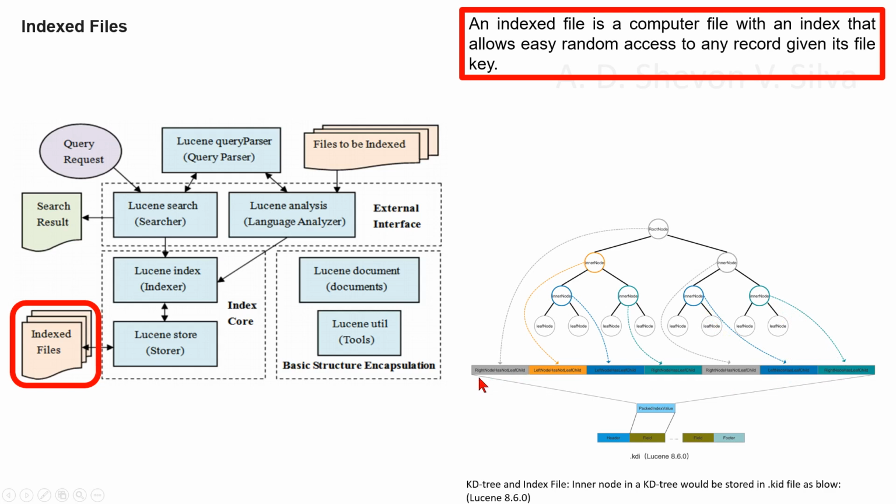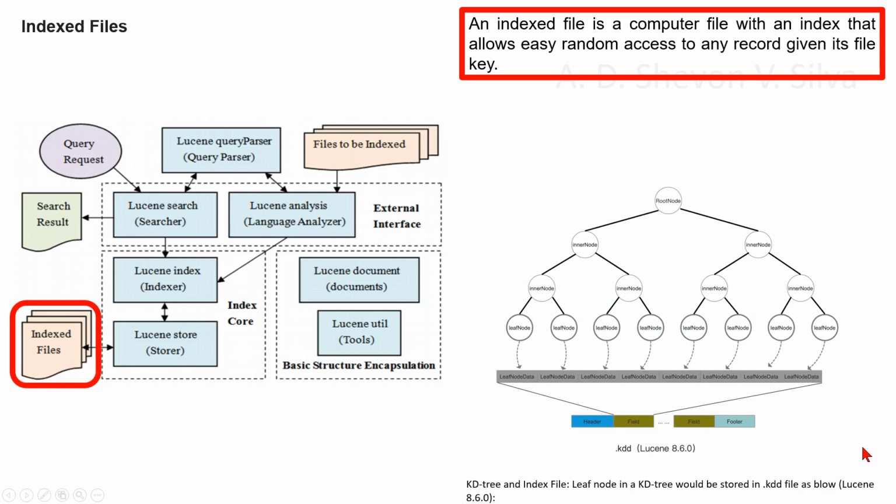Here this section makes a packed index value in .kdi, packed index value, which is a field in the .kdi file. Here you can see the header, fields, and the footer.